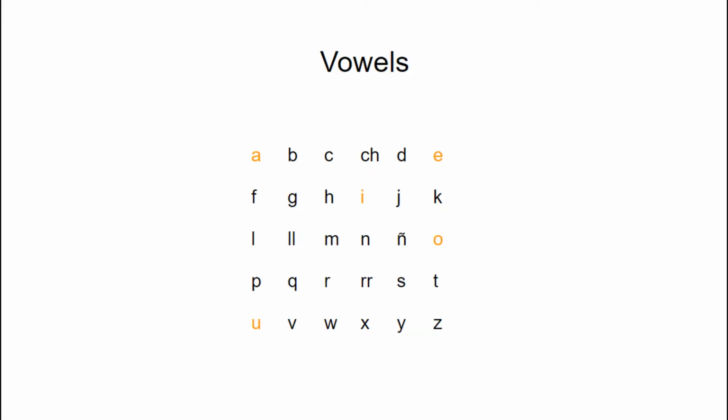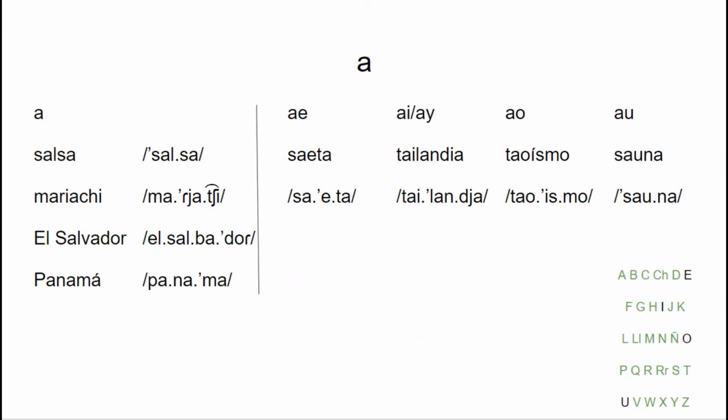There are 5 vowels in the Spanish alphabet. Luckily, these sounds are pretty easy, and they will be essential for building off into other languages like Italian and Chinese. Let's check them out. A is pretty much always pronounced like ah. Salsa, mariachi, El Salvador, Panama. One thing to notice is that unlike in English, your mouth should always stay in the same shape. It's not ah, it's ah.